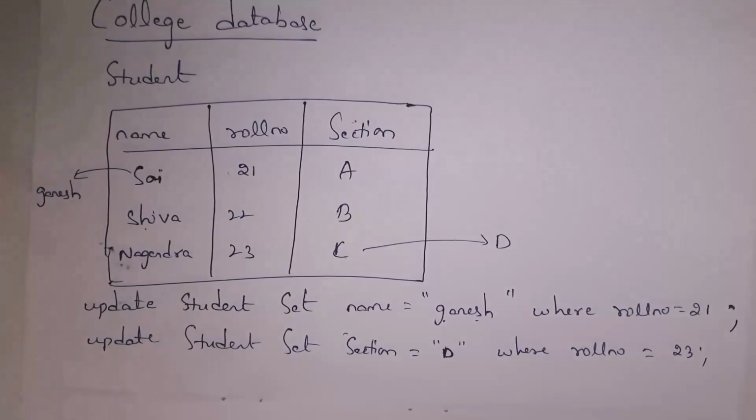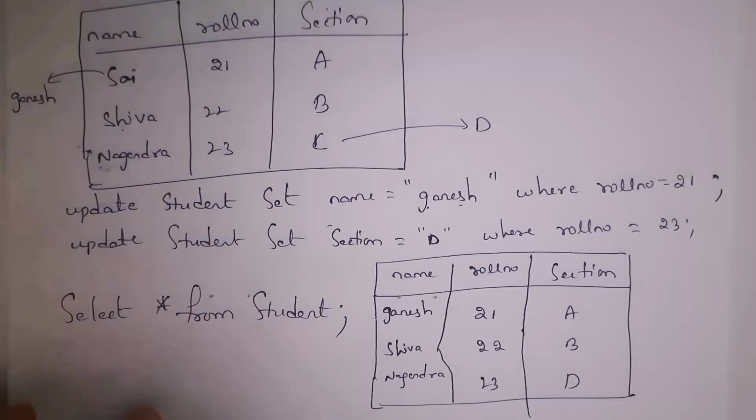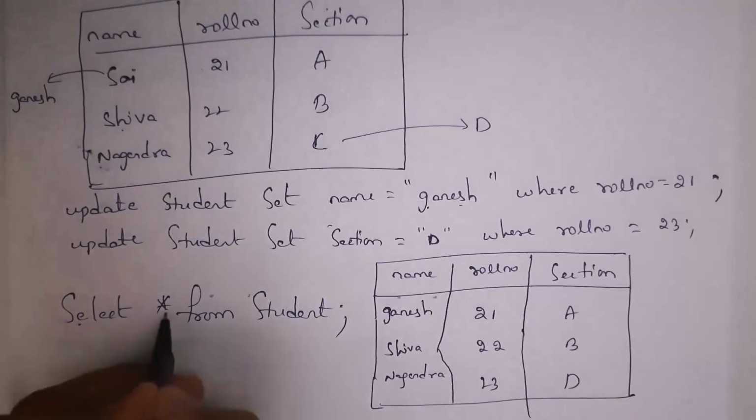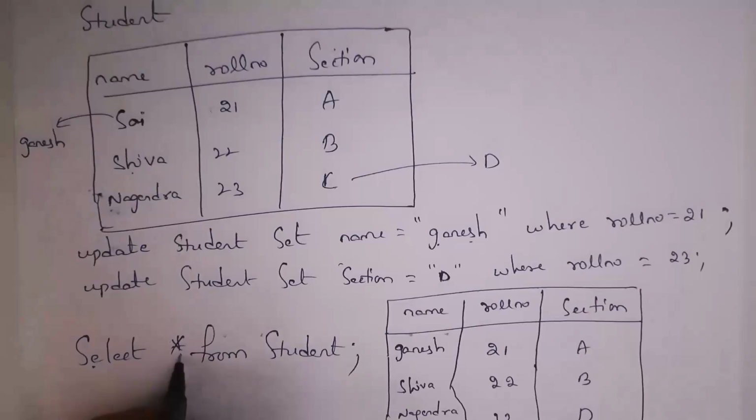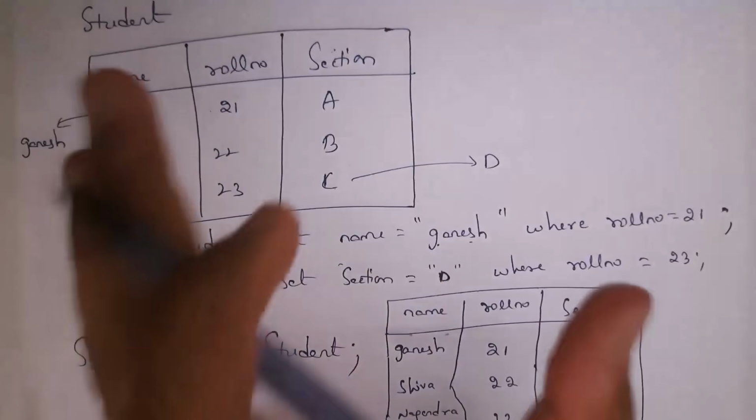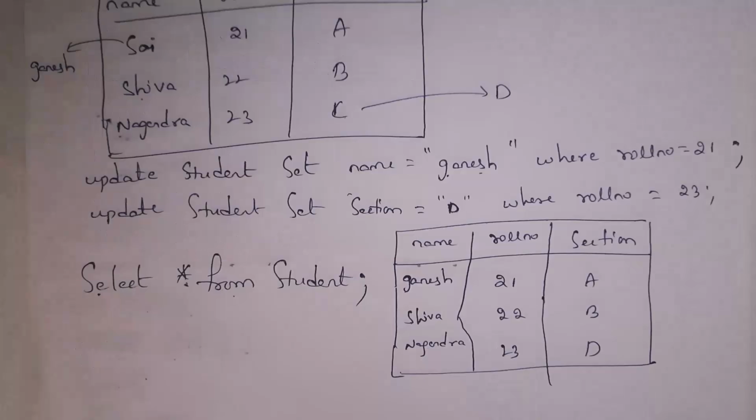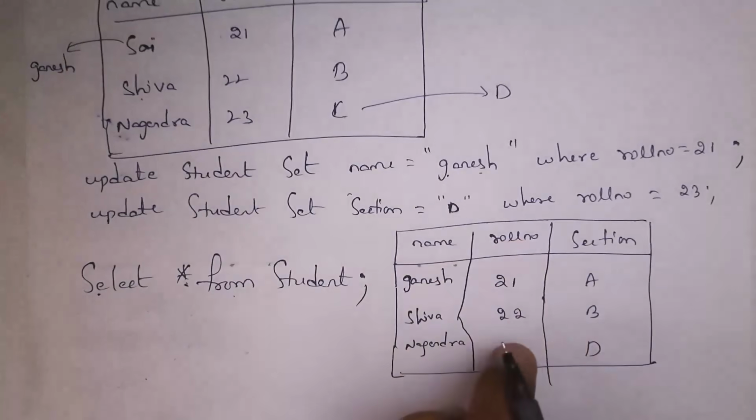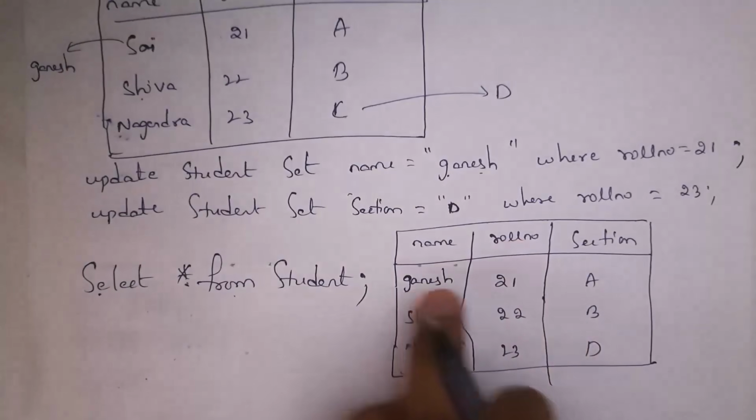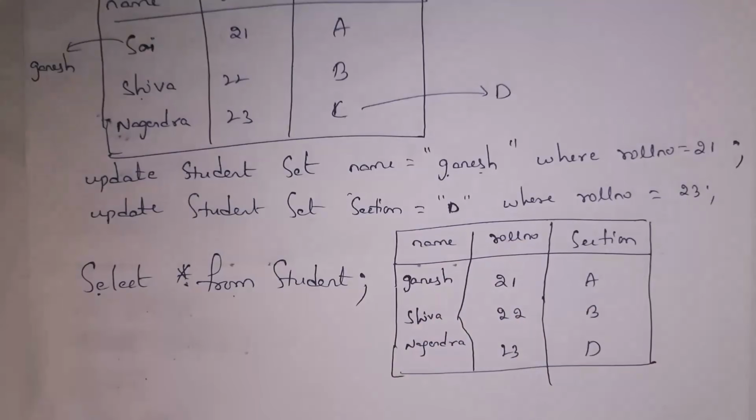Now I want to check whether the data is updated or not. In order to check, you need to write this code, that is select star from student, where star means complete columns. It will display all these 3 columns as output. Whenever you write this code and click enter, it will display all columns from the student table. So this is my output. If you observe this table, it changes the name Sai to Ganesh and section C to D. This is how we update data.